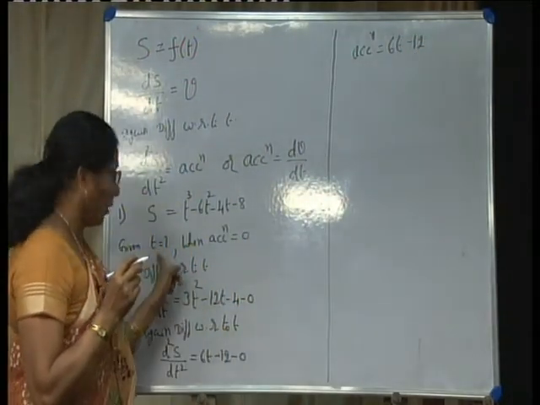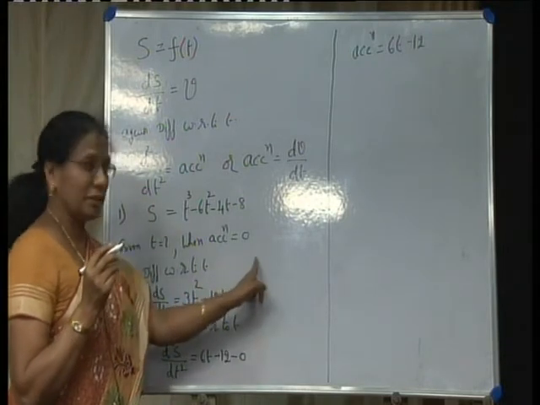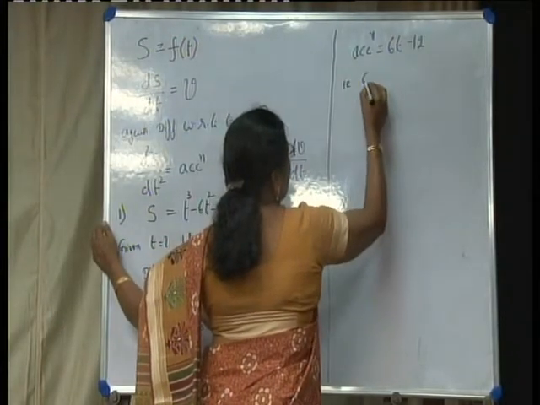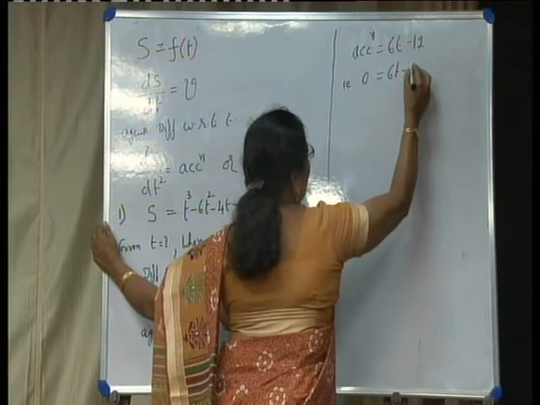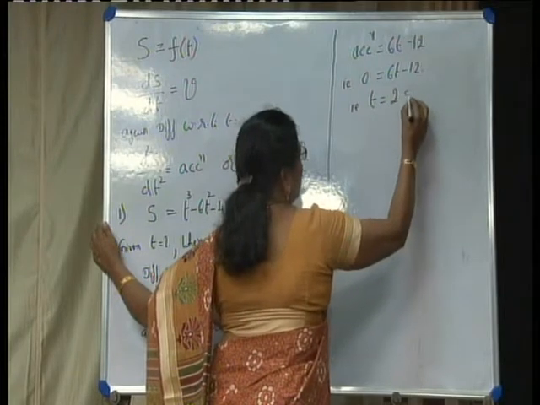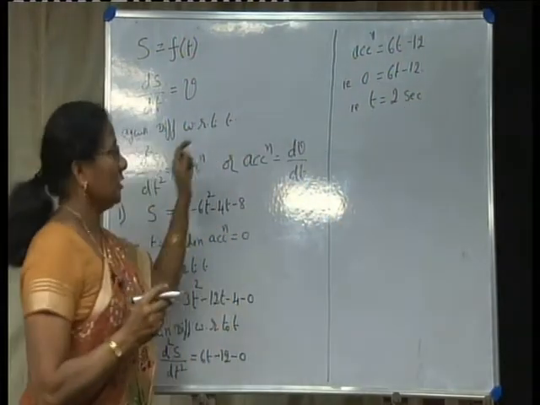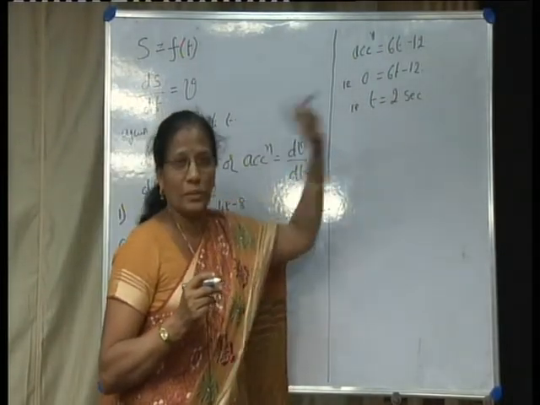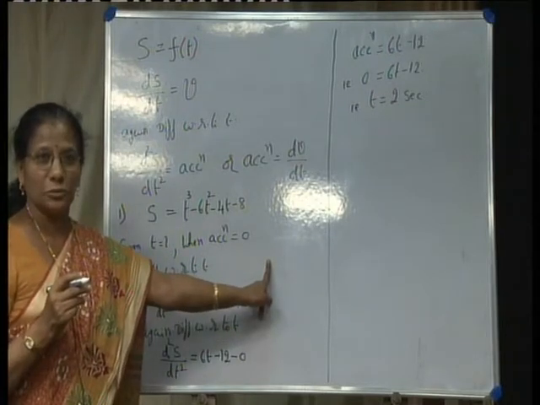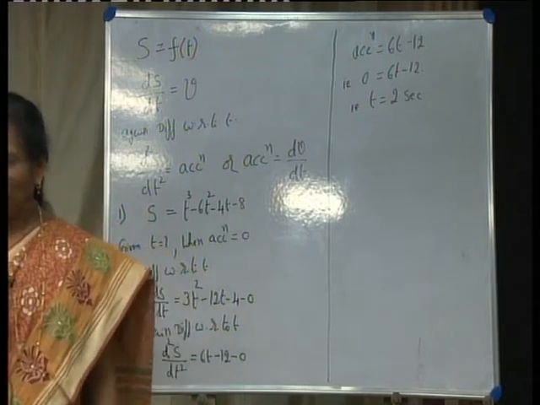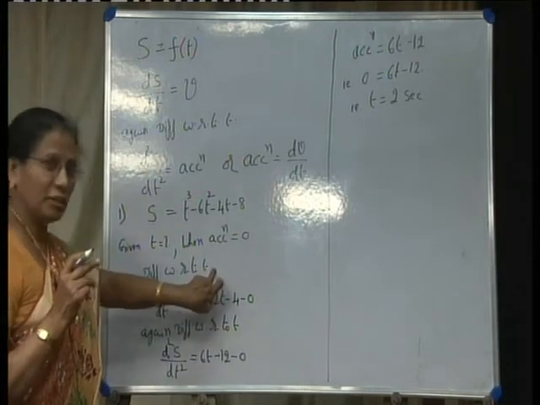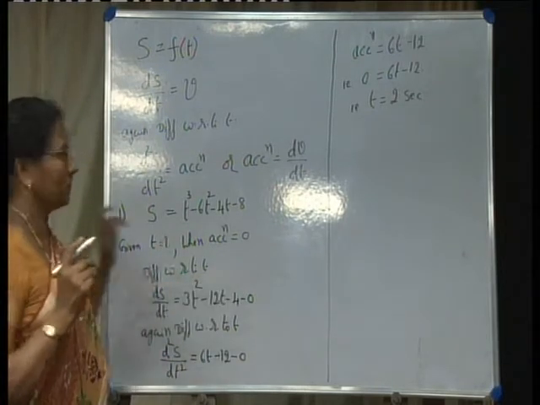But we have to find the time when the acceleration is equal to 0. That is, acceleration is 0, so 6t minus 12 equals 0. 6t is equal to 12, so t is equal to 2 seconds. So, the time is 2 seconds when the acceleration is 0. We have to find the next one: the velocity at that instant. We have to find what the velocity is when t is equal to 2 seconds.